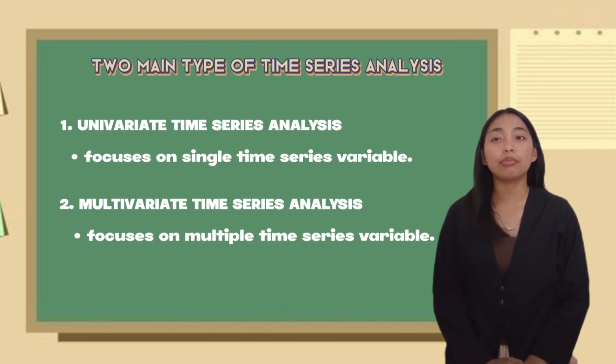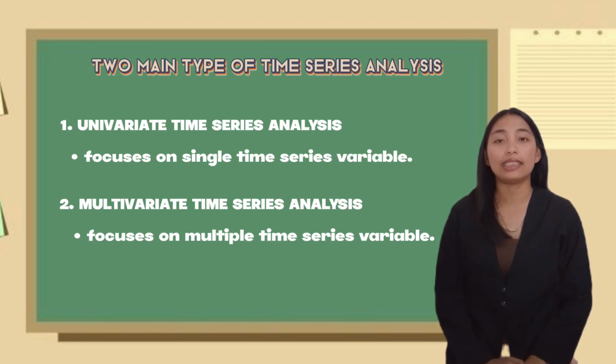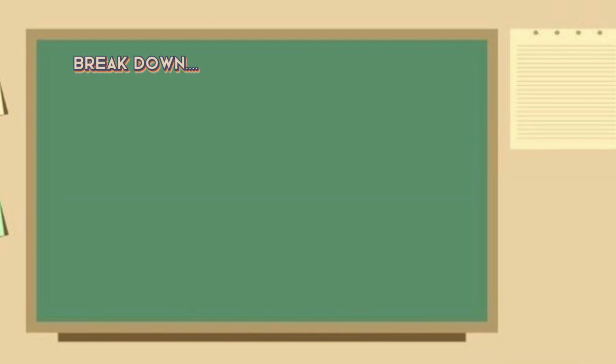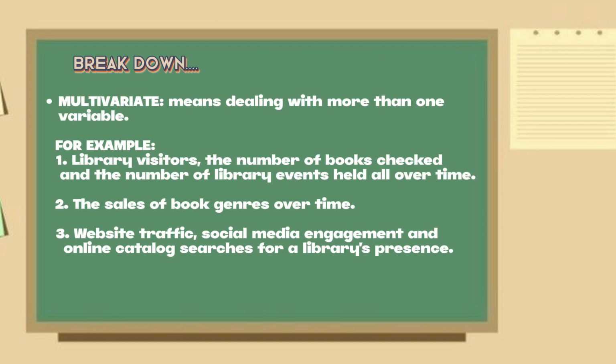The second one is multivariate time series analysis. This type of analysis focuses on multiple time series variables. So here is the breakdown for multivariate time series analysis. Multivariate. This means we're dealing with more than one variable. For example, we might analyze the number of library visitors, the number of books checked out, and the number of library events held, all over time.